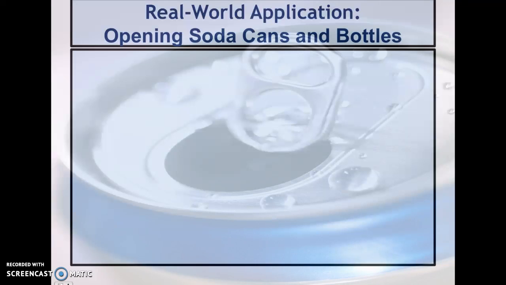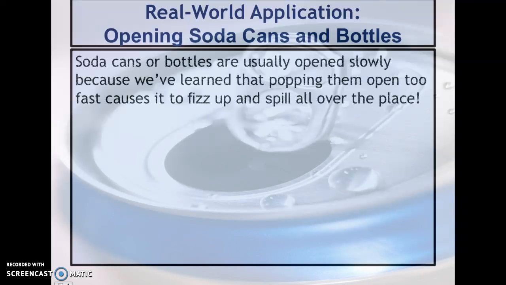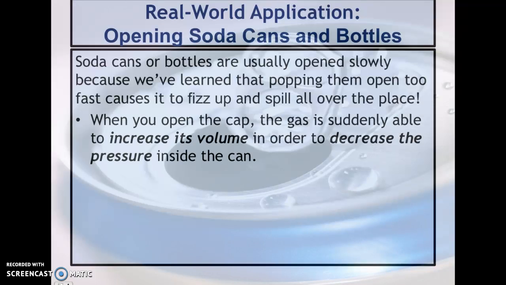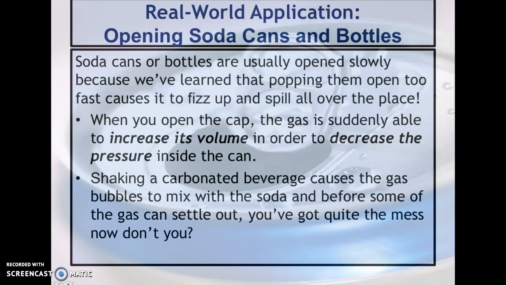Let's take a look at another real-world example, opening soda cans and bottles. Soda cans or bottles are usually opened slowly because we've learned that popping them open too fast causes it to fizz up and spill all over the place. When you open the cap, the gas is suddenly able to increase its volume in order to decrease the pressure inside the can. Therefore, gas is going to try to escape the can. Shaking a carbonated beverage causes the gas bubbles to mix with the soda, and before some of the gas can settle out, you've got quite the mess on your hands, now don't you?